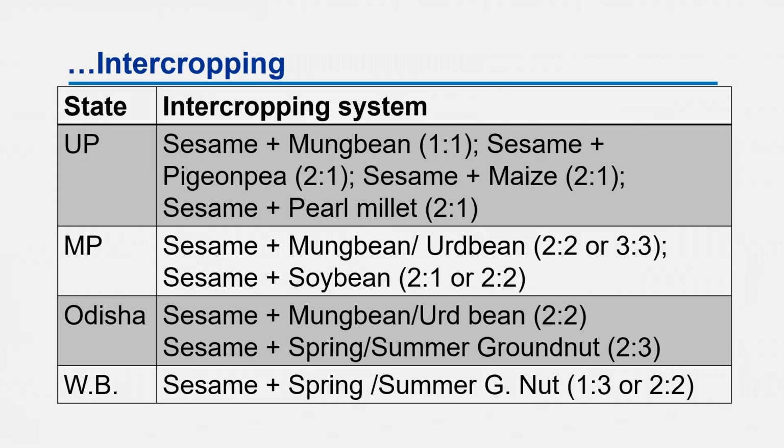For Odisha, sesame plus mung bean or sesame plus urd bean in 2:2 ratio and also sesame plus spring or summer groundnut 2:3 ratio. And for West Bengal, sesame plus spring or summer groundnut 1:3 or 2:2 ratio. 1:3 means 1 row of sesame and 3 rows of spring or summer groundnut, or 2:2 means 2 rows of sesame plus 2 rows of spring or summer groundnut.